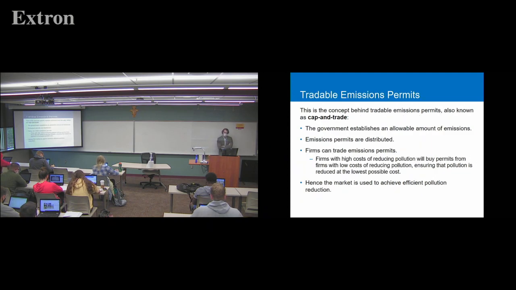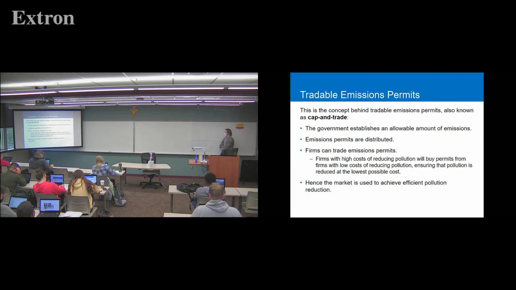So this basic idea is behind the old program called cap and trade. In cap and trade, the government established an allowable amount of emissions. They said you're allowed to release this level of pollutants into the atmosphere. Once they set that level, they distributed permits to all the utilities polluting, I think it was just utilities in this case. They all got permits allowing them to release a certain amount into the atmosphere.